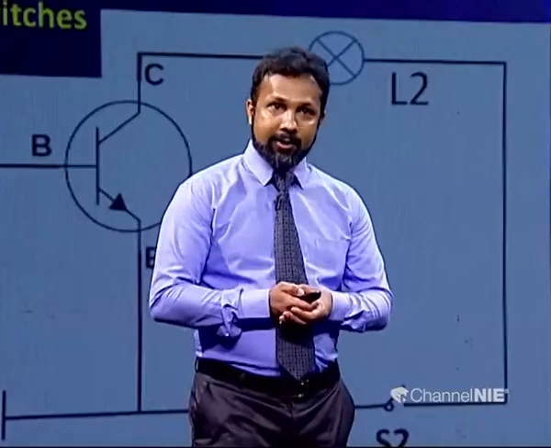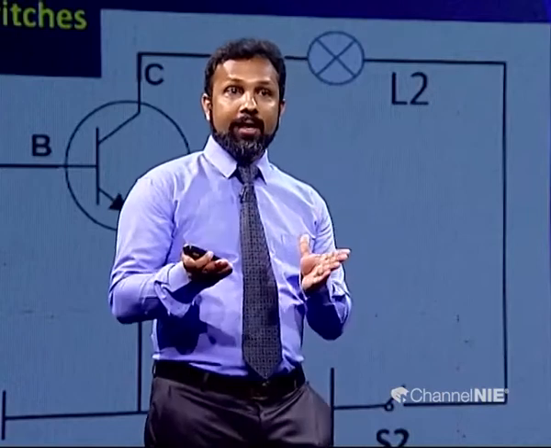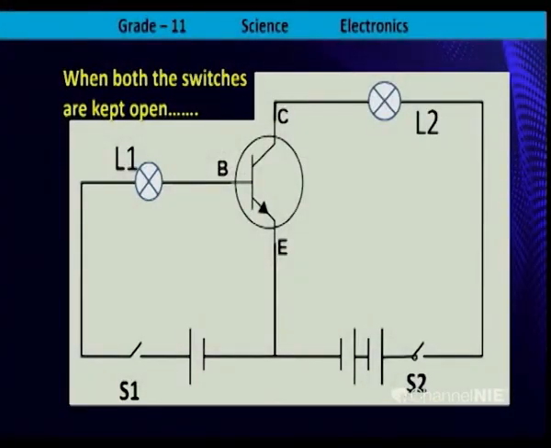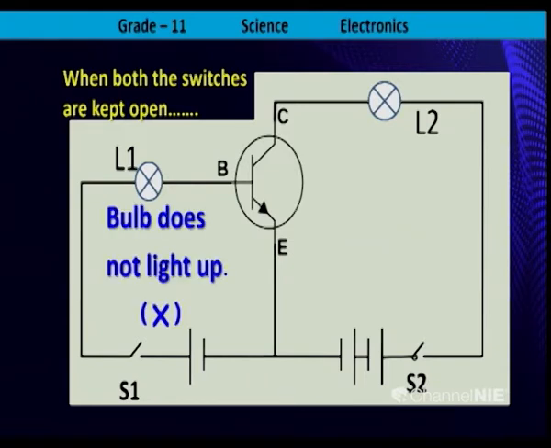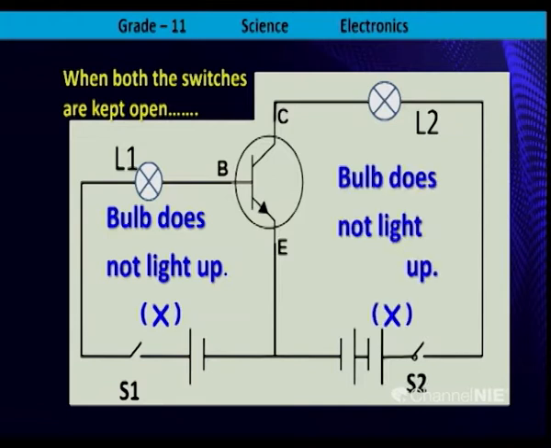Right. As you can see, when both the switches are kept open in the input circuit and output circuit, what will happen? Here, the L1 bulb does not light up. The L2 bulb also does not light up because both the switches are kept open here. S1 switch, S2 switch, both are kept open. Bulbs do not light up.